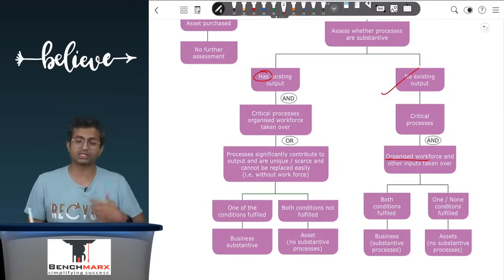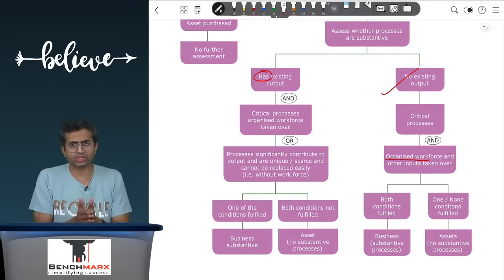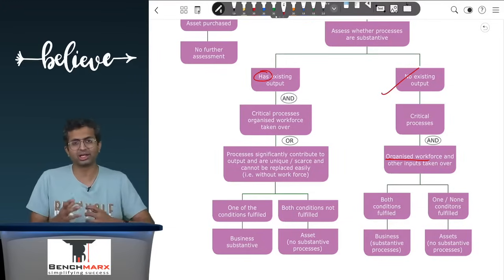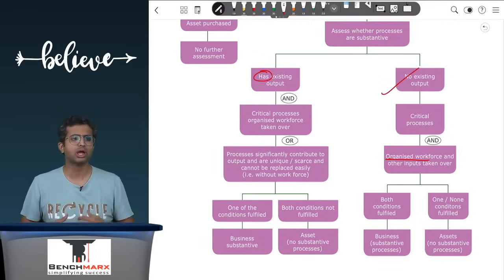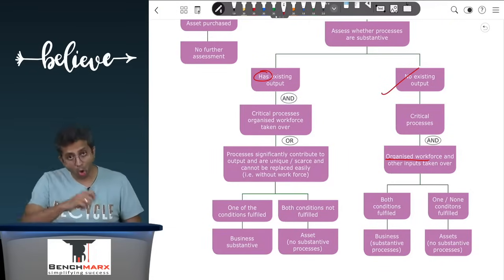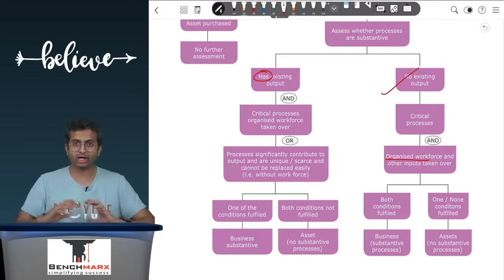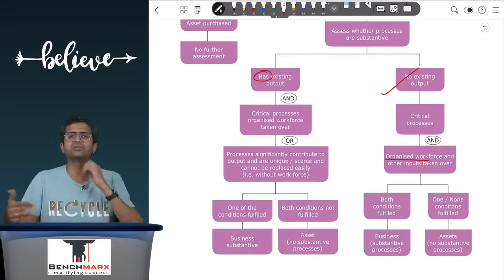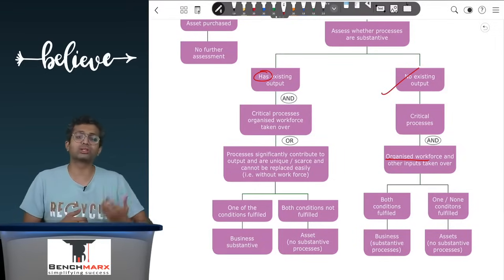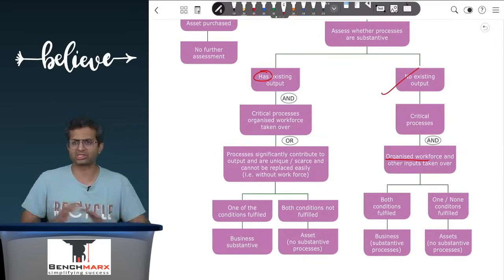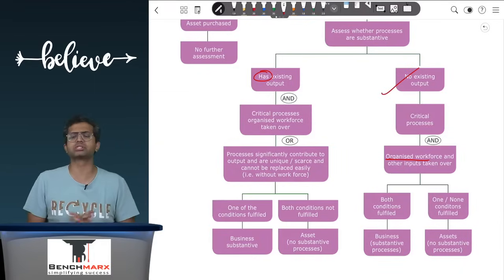However, if you have an existing output, then you will still see whether crucial processes are taken over along with organized workforce and assets. That is still considered to be a business, or the processes are so unique or scarce that it is difficult to replicate them. So even if the workforce is not taken over, if the processes taken over are so unique, so scarce, like a global worldwide distribution network or presence, that they cannot be replicated, in which case it is still treated as a business purchase.